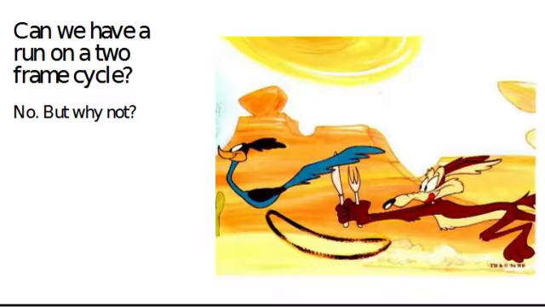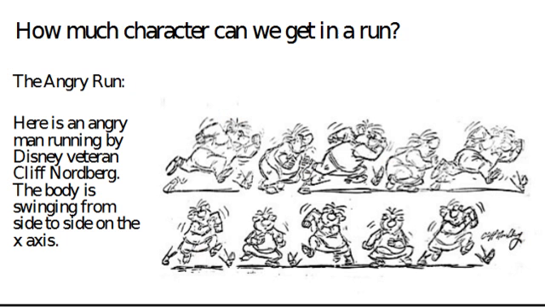You cannot have a 2-frame cycle. You would have to actually sort of animate a kind of blur like here in the Roadrunner. A 2-frame cycle doesn't work because you can't tell if the legs are moving forwards or backwards. You need a minimum of 3 frames in order to create the illusion of motion.